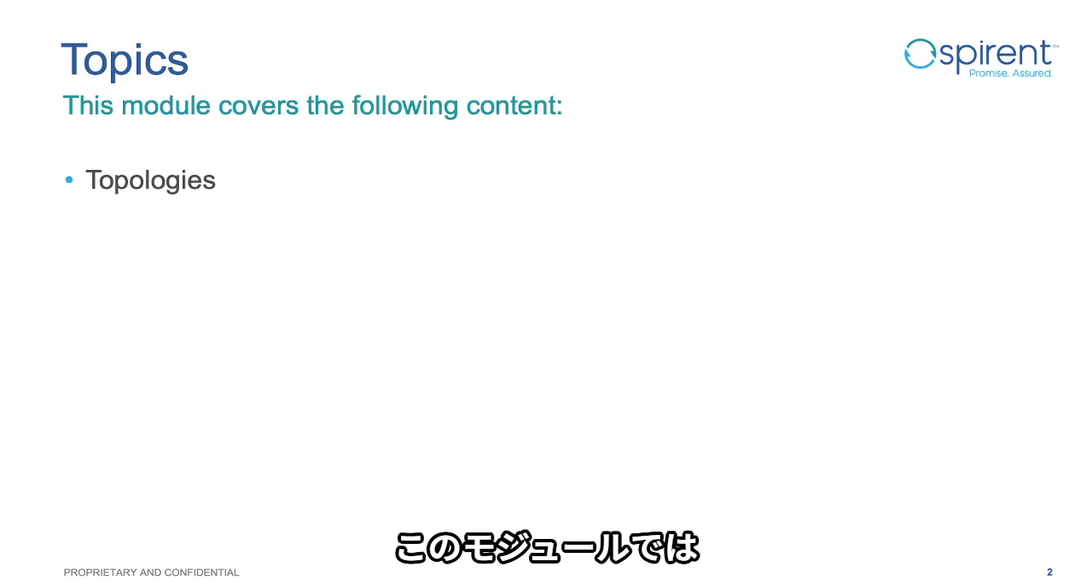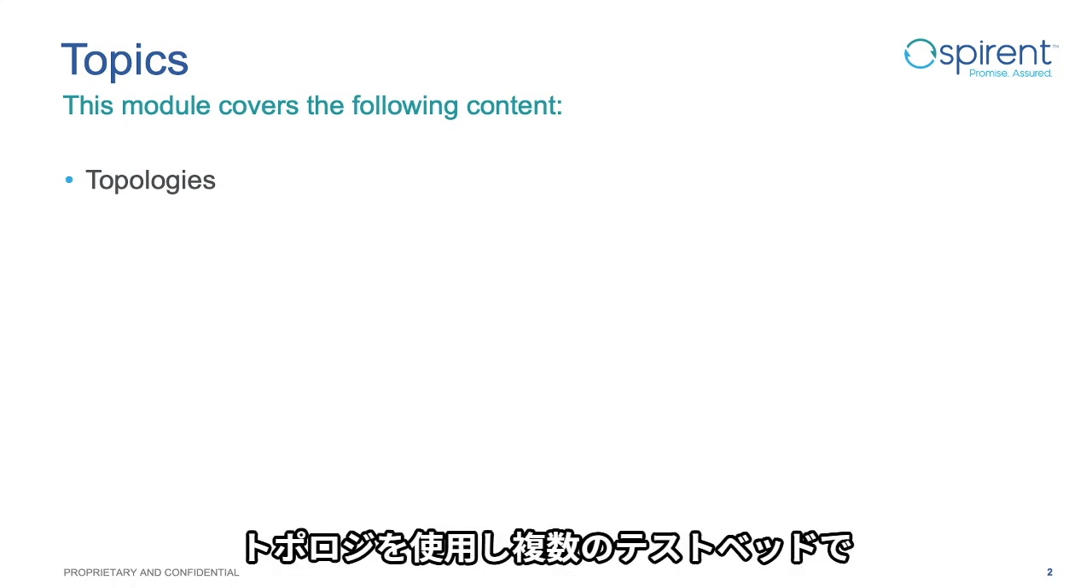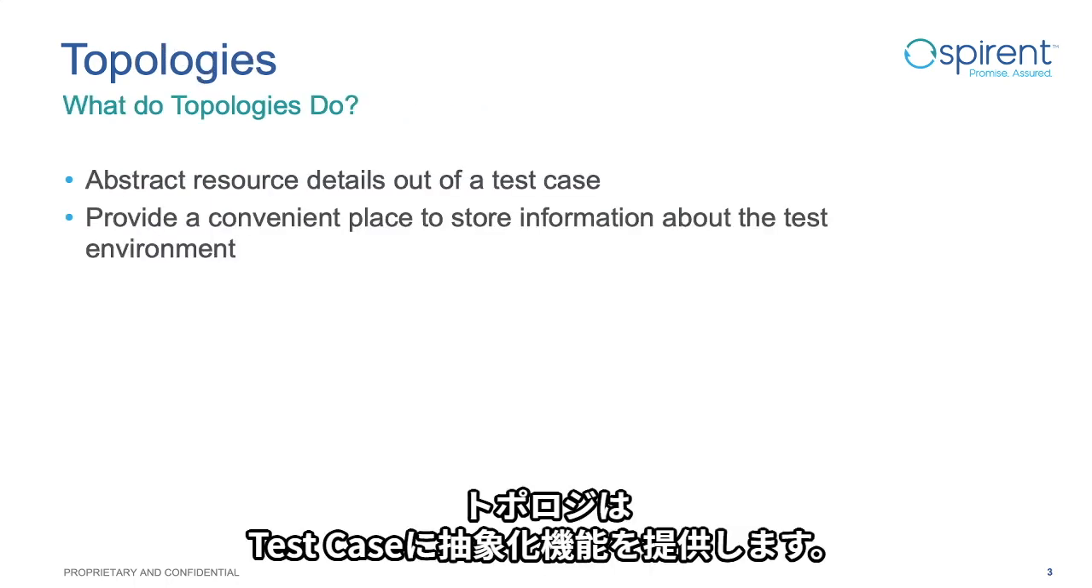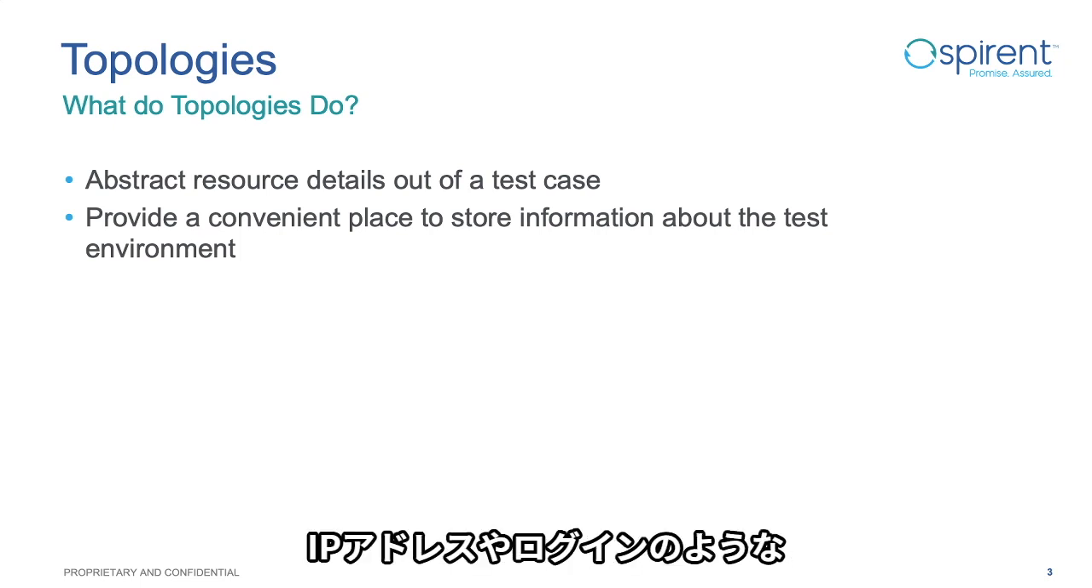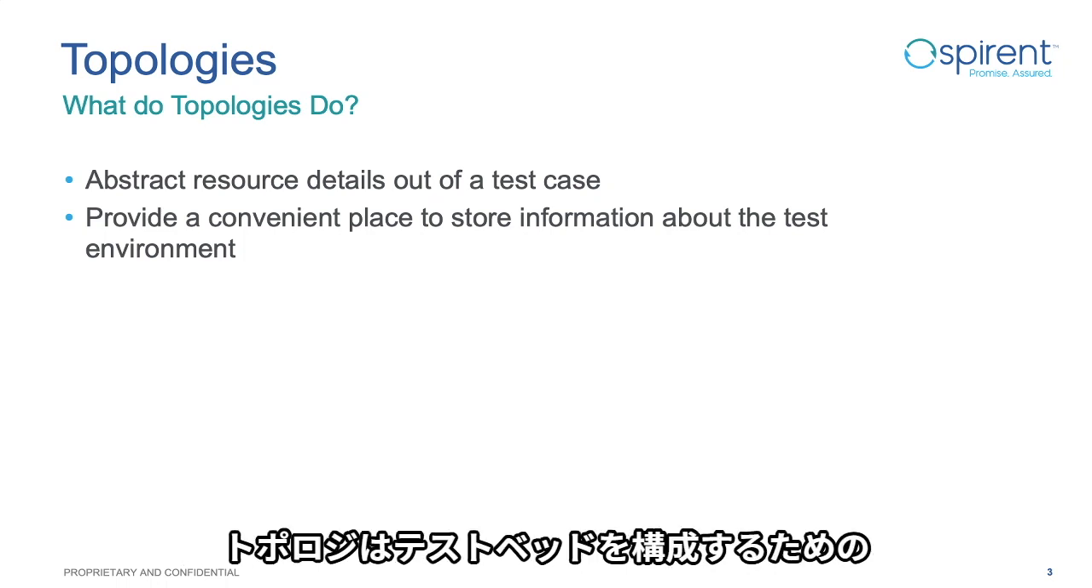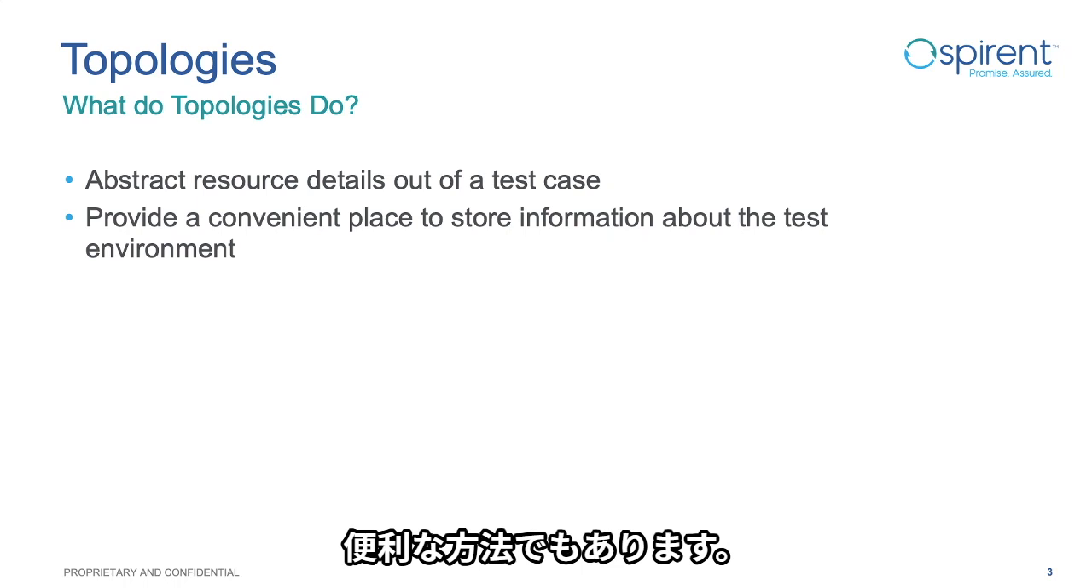In this module, we will discuss topologies in more detail and how to use them to run test cases on multiple testbeds. Topologies provide a layer of abstraction to a test case, keeping testbed details like IP addresses and login info in a separate file. They are also a handy way to organize different testbeds in your environment.